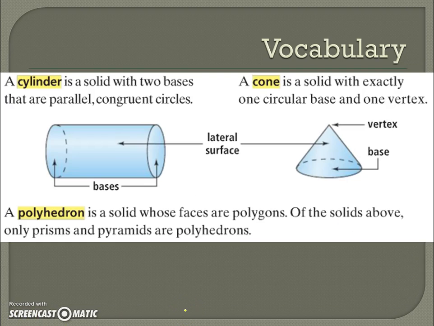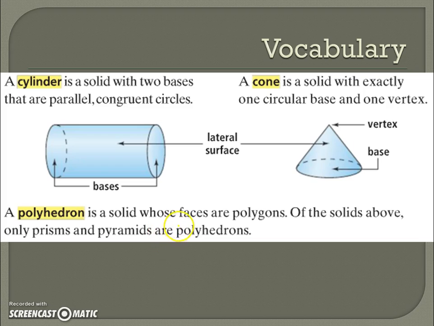All right, more vocabulary, so pause and copy this down. A cylinder is a solid with 2 bases that are parallel, congruent circles. So again, these 2 circles, if this plane were to extend off in all directions, they would never interact with one another. A cone is a solid with exactly 1 circular base and what's called a vertex right here. So this is a circular base and then 1 vertex.